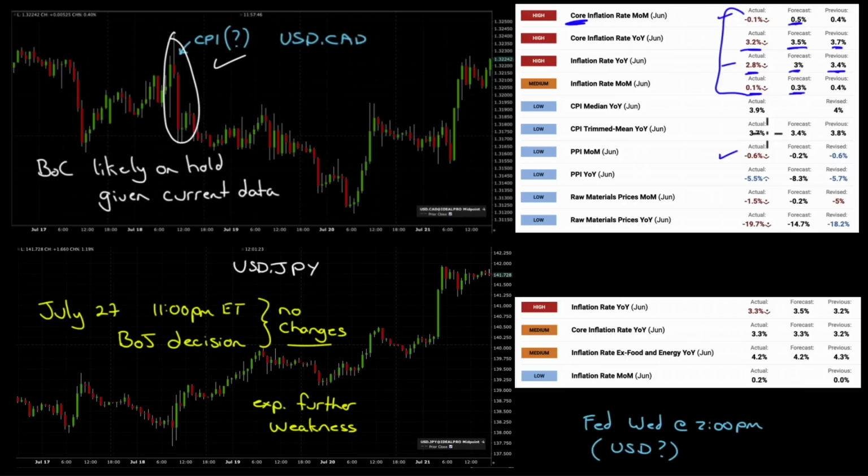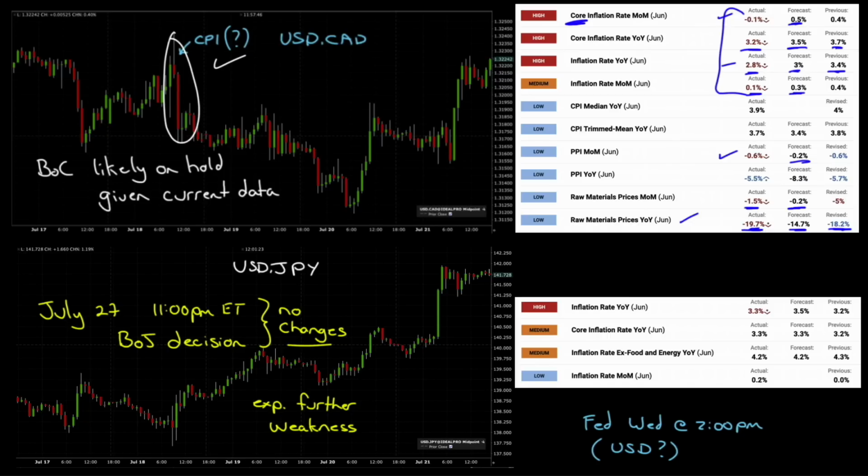PPI, negative 0.6. The expectation was for negative 0.2. Raw materials price month over month down 1.5%. The forecast was for down 0.2%. And this is a big one, raw material prices. The forecast was for negative 14.7, came in negative 19.7 after coming in negative 18.2 the month before, negative 19.7.